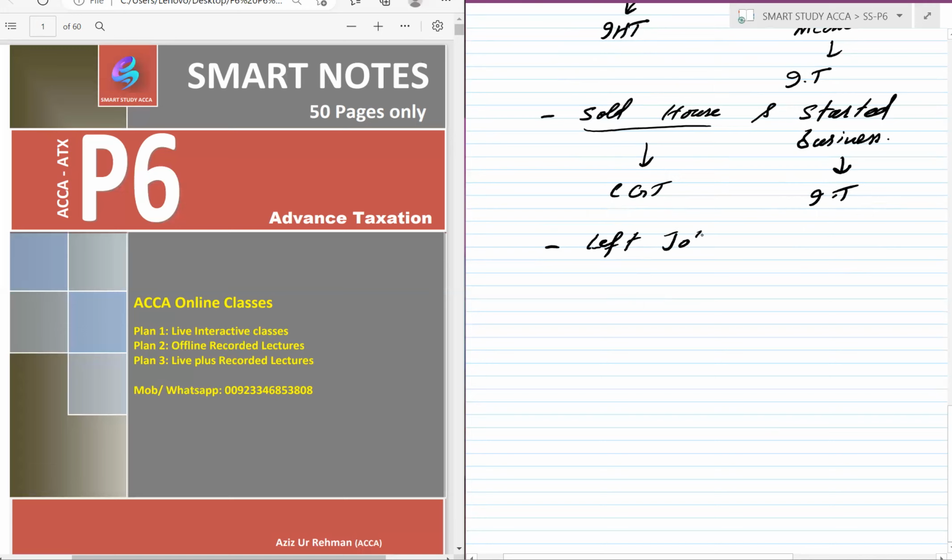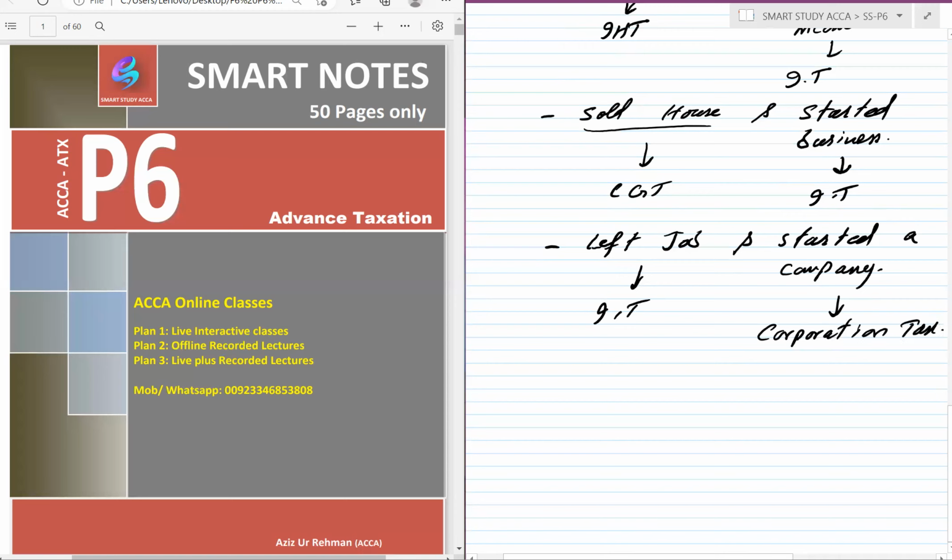You have left your job and started a company. You have incorporated a company. So if you have left your job, it means you were an employee in the past. So in the current tax year, you have employment income. If you have employment income during a few months, you will have to pay income tax. And now you have started a company, which is basically a separate legal entity. So there will be profits of the company, and the company is going to pay tax on those profits. So corporation tax.